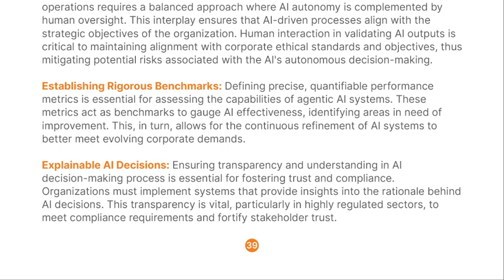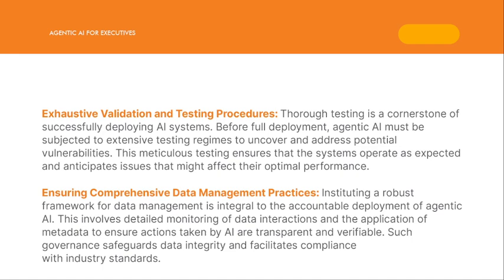Explainable AI decisions: ensuring transparency and understanding in the AI decision-making process is essential for fostering trust and compliance. Organizations must implement systems that provide insights into the reasoning behind AI decisions. This transparency is vital, particularly in highly regulated sectors, to meet compliance requirements and fortify stakeholder trust.